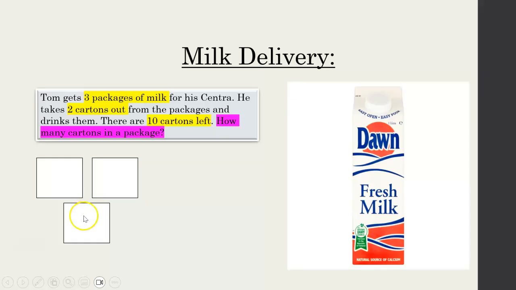And there's the same number in each of these. Minus 2, because I take 2 cartons out. So I've had my 3 packages. I take 2 out. That's going to be equal to 10. Why? Because there's 10 cartons left. So I have a certain amount of cartons in these 3 packages. I take 2 out and then I have 10. That's how I translate from English to maths.